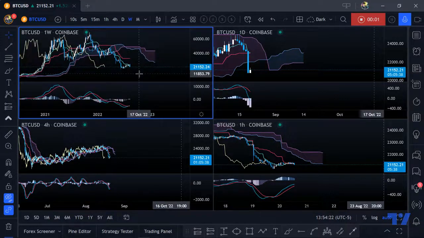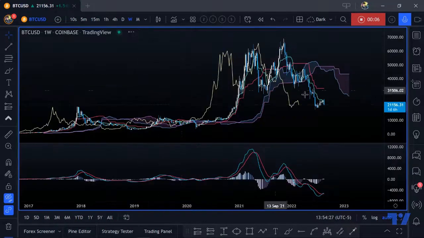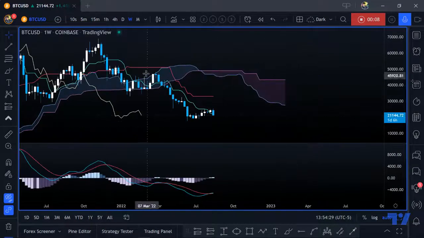Hi traders, let's take a look at the Bitcoin price versus the US dollar. Weekly chart first. This is clearly bearish per Ichimoku. All of the Ichimoku elements are on the bearish side of the chart.